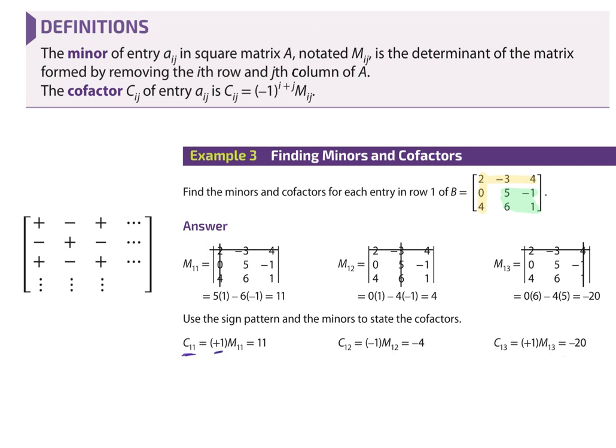You'll notice that we have this positive 1, this negative 1, and this positive 1. Well, where are they getting those? They're getting it from this pattern right here. Okay, this pattern right here.